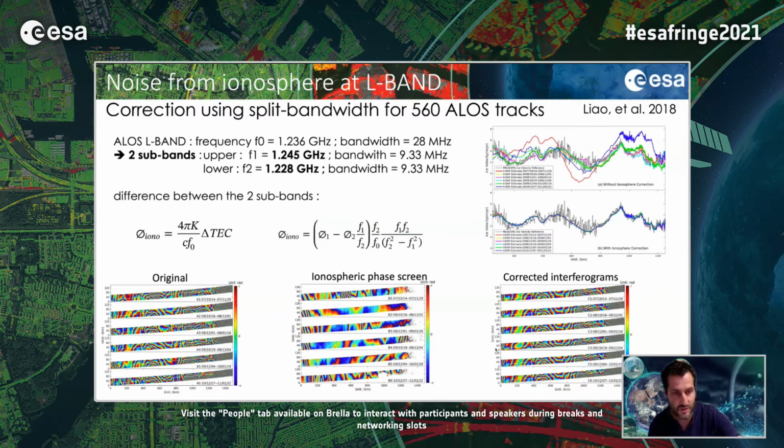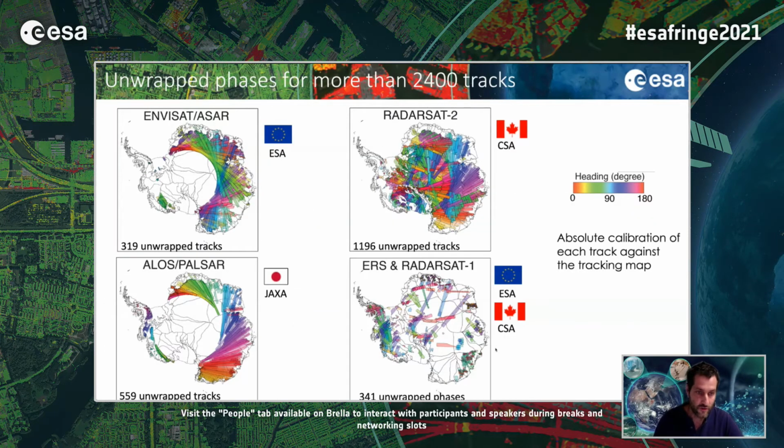You can see also the same result in terms of interferogram that are on the bottom. The original interferogram shows a different signal. There is the signal from the motion, but there is an additional signal from the ionosphere. The ionospheric phase screen, that we retrieve from this split bandwidth technique, and the corrected interferogram look exactly the same between the different tracks. So this was applied to 500 ALOS tracks, to correct for ALOS PALSAR.